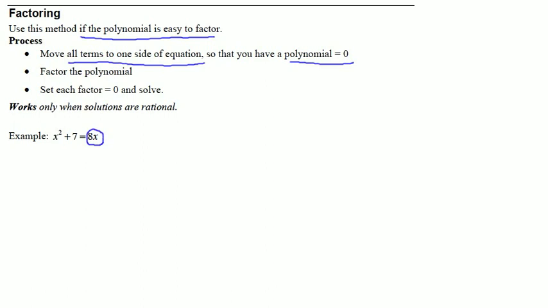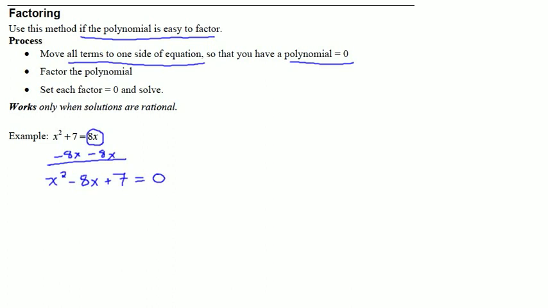Looking at this example here, I can see that this 8x term is not where it should be. We want all the terms on one side. So my first step is going to be to subtract 8x from both sides to move it over to the left so that we can get this into the form polynomial x squared minus 8x plus 7 is equal to 0. And I went ahead and put these in order of descending powers in this step as well.